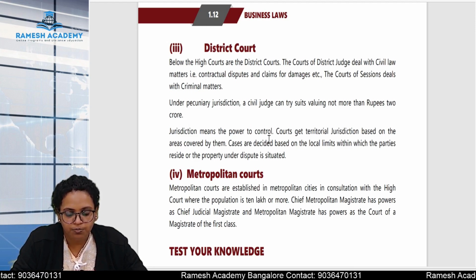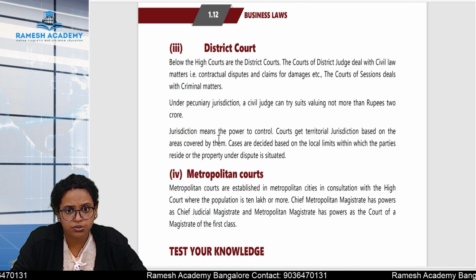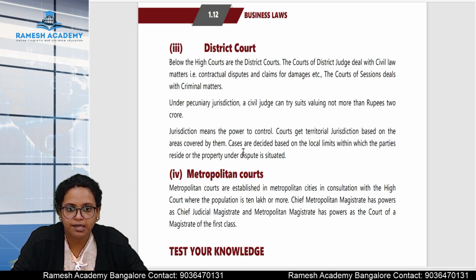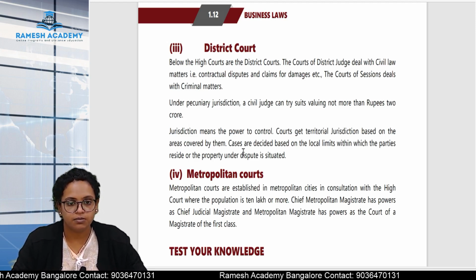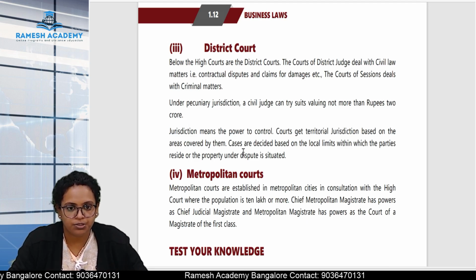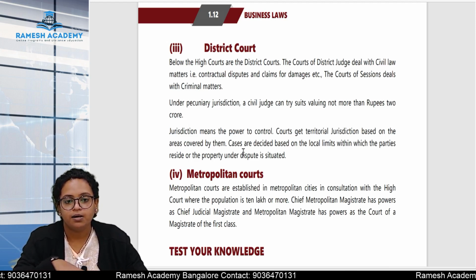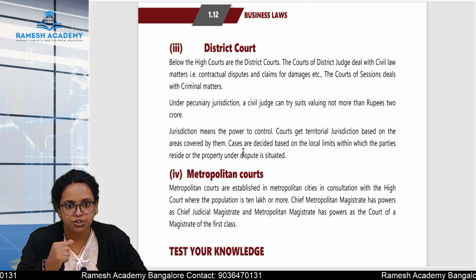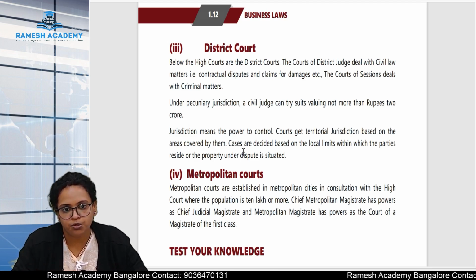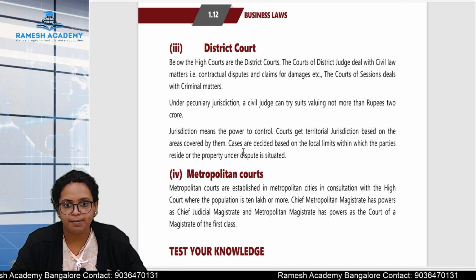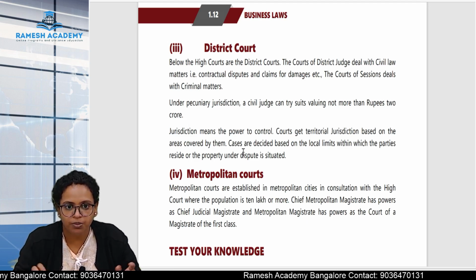Jurisdiction means the power to control. What is jurisdiction? Jurisdiction means the power to control. Courts get territorial jurisdiction based on the areas covered by them. So jurisdiction can be from the area. In your area there can be a district court, and that district court will cover certain areas, just like police stations. Every area has its own police station, so which area comes under which police station is a matter of jurisdiction, the power to control the area.